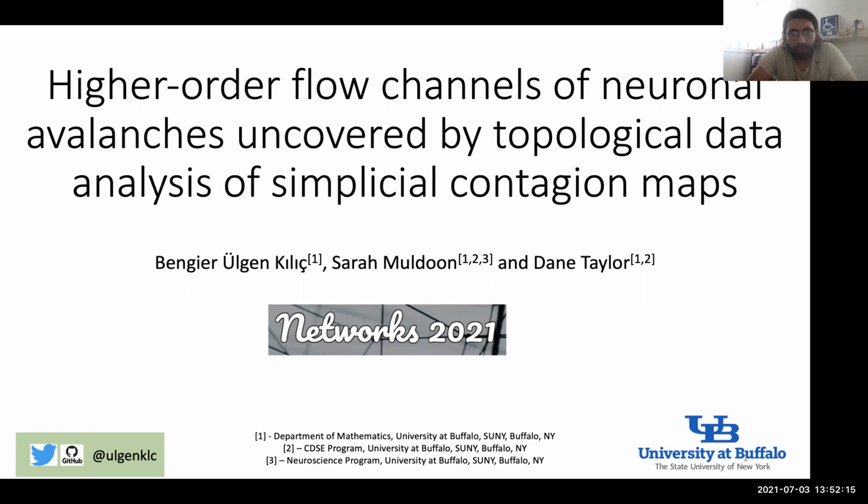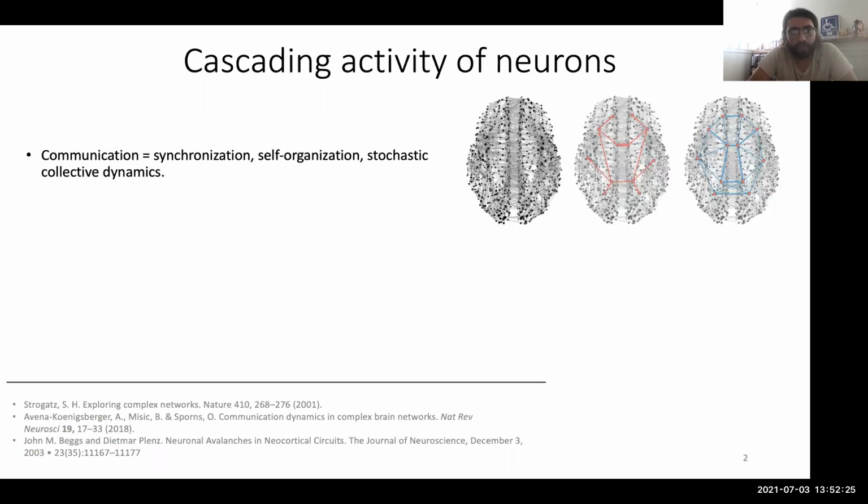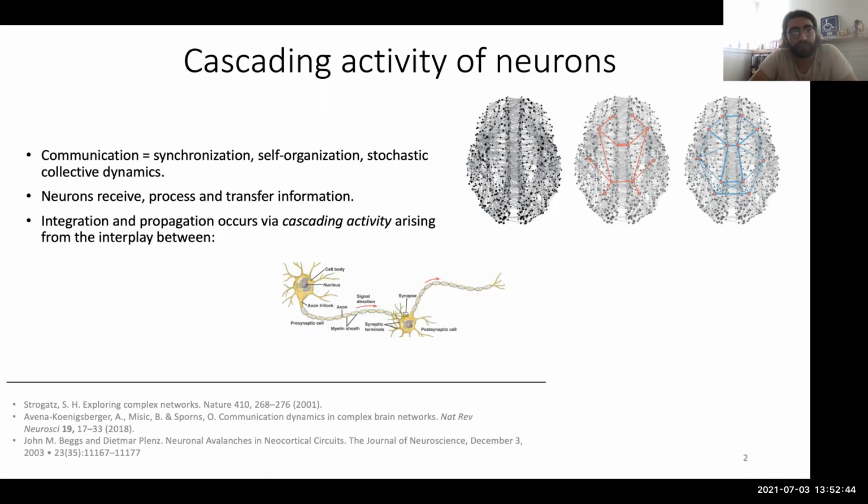Today, I'm going to talk about the work where we investigate neuronal avalanches using topological data analysis with Sarah Muldoon and Dane Taylor. Communication in complex dynamical systems is usually equipped with a few properties such as synchronization, self-organization, and stochastic collective dynamics. And the brain is no exception to that. In the brain, neurons receive, process, and transfer information.